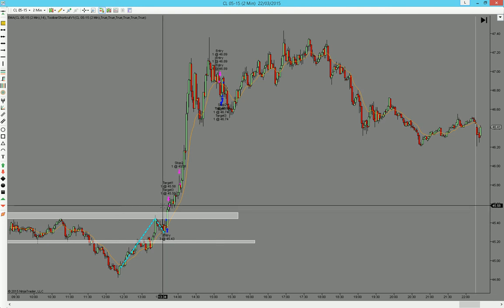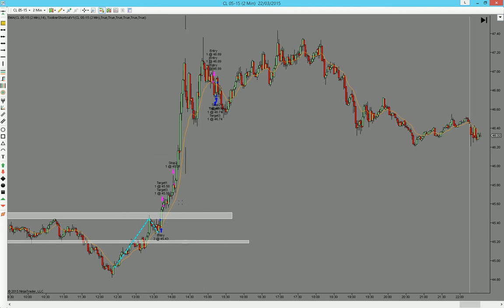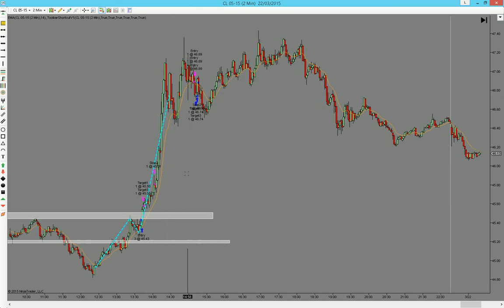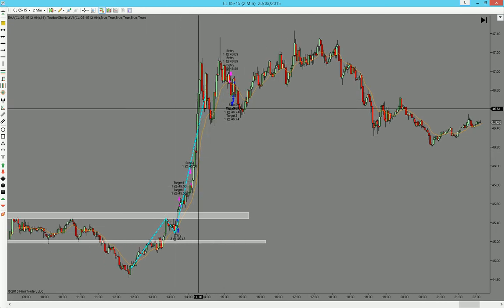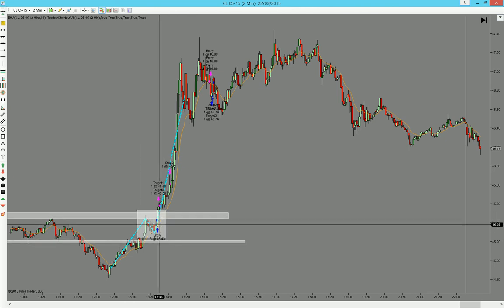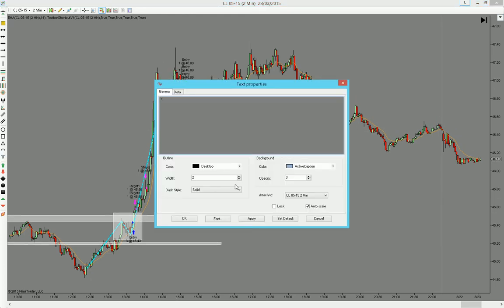I had my first target sitting at 15 ticks, my second at 13, and my last at 40 ticks, but decided to take two contracts off at 15 when I was in the trade, and the last contract went out at 38. A very good move up. The only area to get in this move was right at the spot where we got in. So that was a trade of plus 68 ticks.